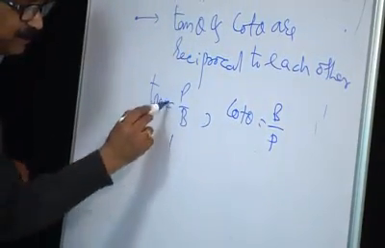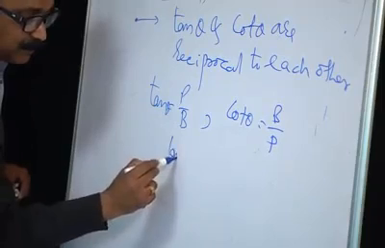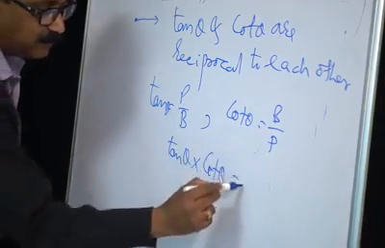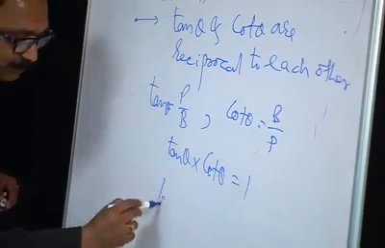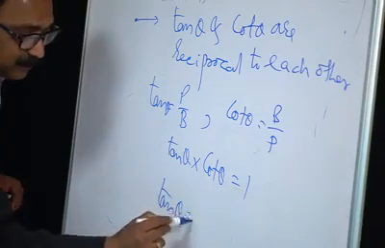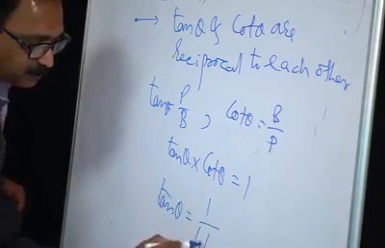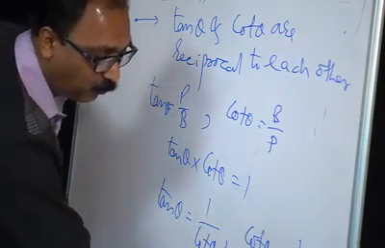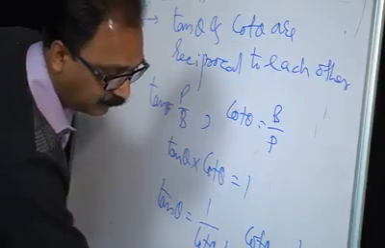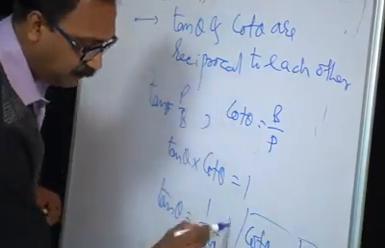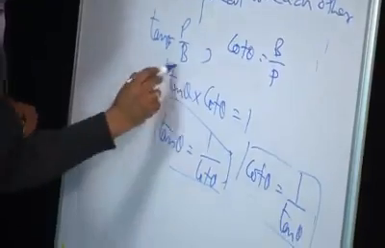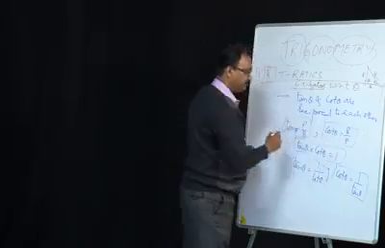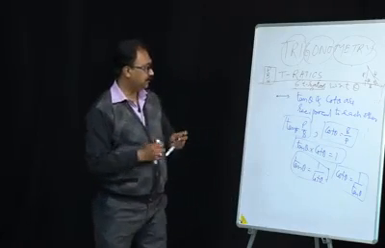Then if we multiply tan theta into cot theta, it gives us 1. And tan theta is 1 by cot theta, and cot theta also is 1 by tan theta. Is it clear? So I make it a box so that you can recognize it as a formula. Okay, this is the third bullet point.